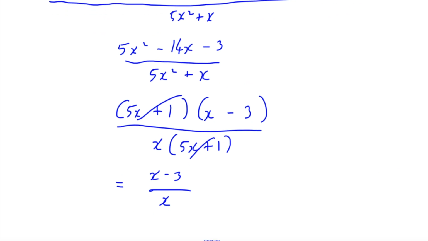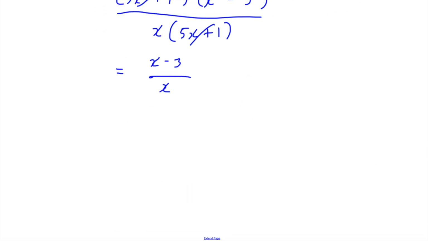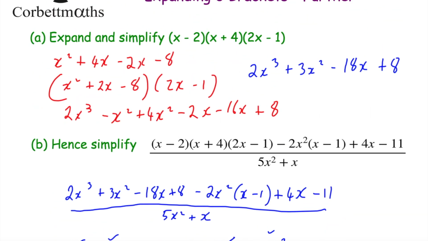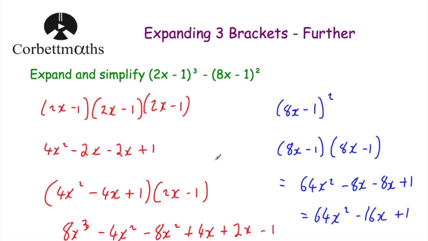But if you wanted to, as I said, you could divide both of those terms by x, and you would get that's equal to x divided by x, which is 1, and then minus 3 over x. So either one of those would be totally fine. So in this video, we've looked at answering some more questions with expanded three brackets. So whenever you have to expand three brackets and then do some more maths, more algebra with it.